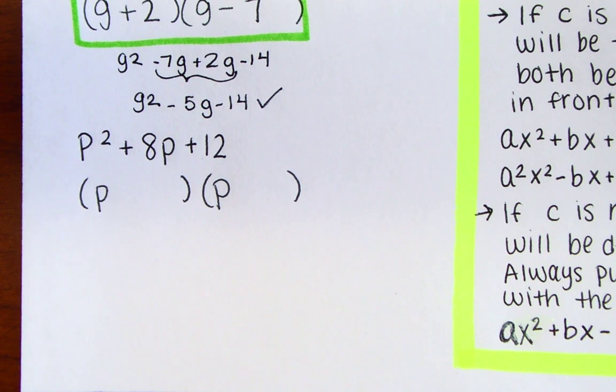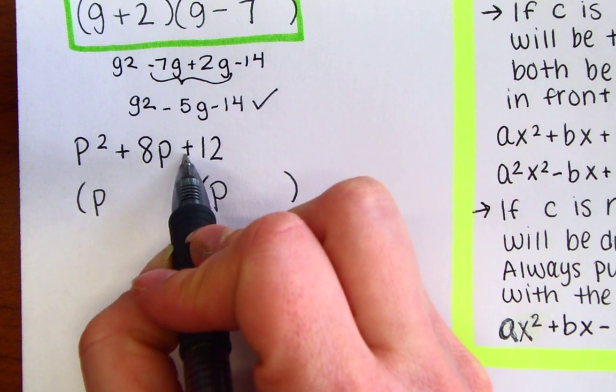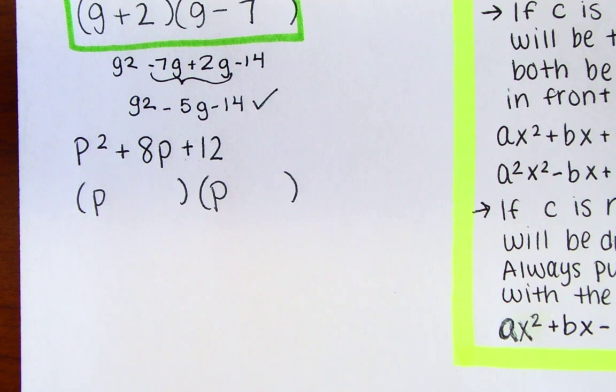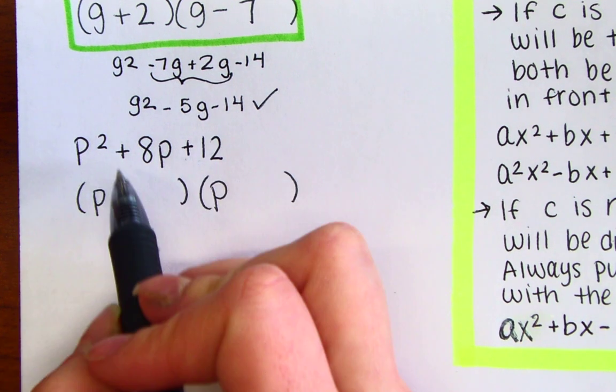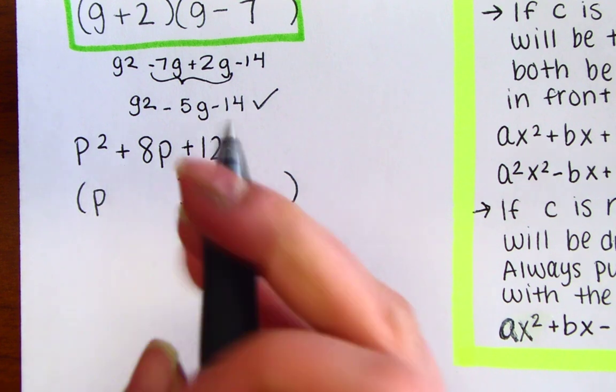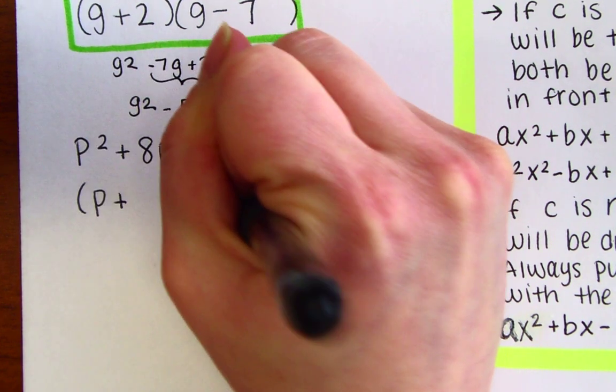So my signs are both going to be the same because my last term is positive, and then they're going to be whatever the sign is in front of my middle term. So my middle term is positive. That means that they're both going to be pluses.